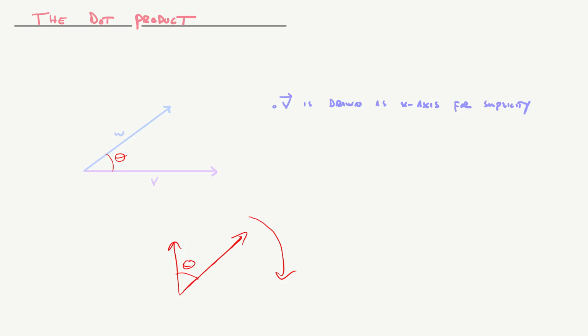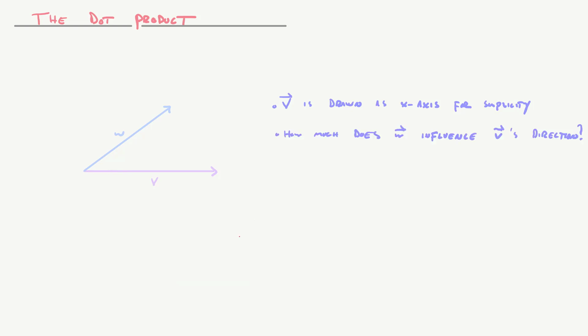So vector v is drawn as the x-axis effectively for simplicity here. And what we're asking, this is really what the dot product gets at, is how much does vector w influence vector v's direction? We can answer that whether or not this thing is rotated such that one of its vectors is on the x-axis or not. It doesn't really matter. It's all about the relative position that we're looking at these 2 vectors in. So now, why am I drawing it like this? What's the whole point of drawing it like this?